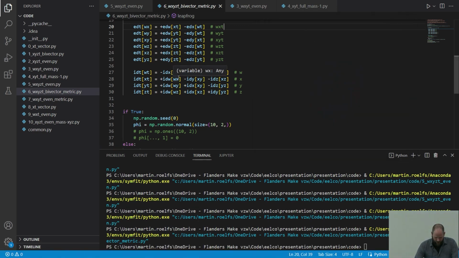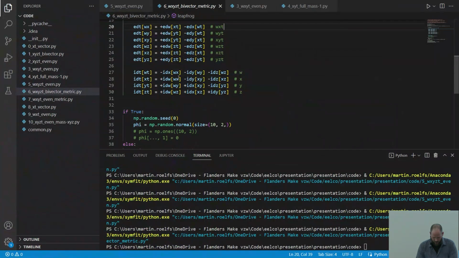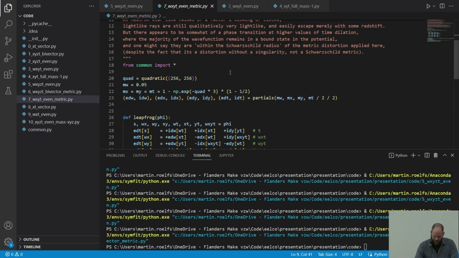Let's see, I think it's a good time for a switch back to the presentation. No more code. Okay, something different to talk about, to illustrate the difference between a light-like and a massive wave, right?